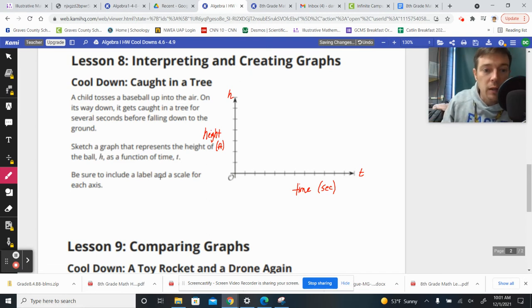So we've got to include and label a scale for each axis. So we've got to tell how far we're counting. We've got to label everything, which I think I've done a pretty good job of starting. Now we need to pick some logical scales. And for a kid throwing a ball up in the air, a child, we're not going to get more than, I would say, 40, 50 foot in the air. He's not going to be able to throw it much further than that.